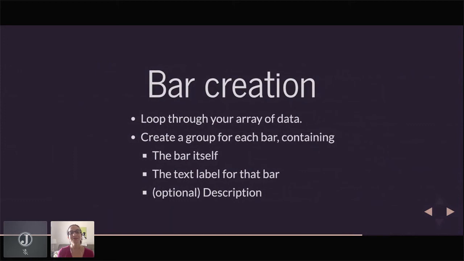So to create all of the bars in your graph, what you basically want to do is take that data array that we created, I don't know, 20 slides ago at this point, and loop through that array. We're actually going to create a group for each bar, so we're going to have a group inside of a group, and each group is going to contain the bar itself, a text label for that bar, and optionally a description to give a user some more information about that bar. So let's get into it so we can actually see what this looks like in code.